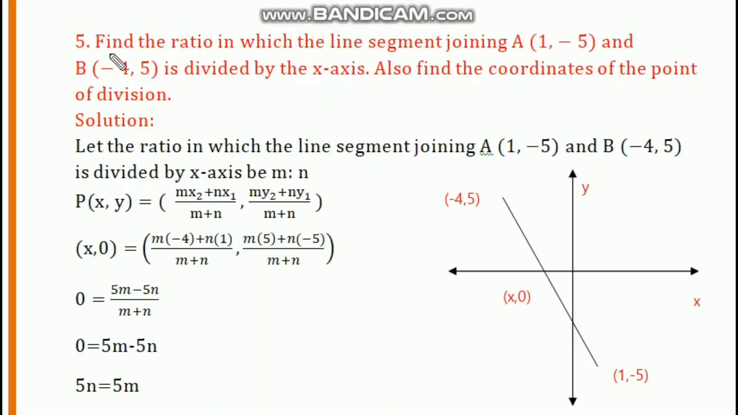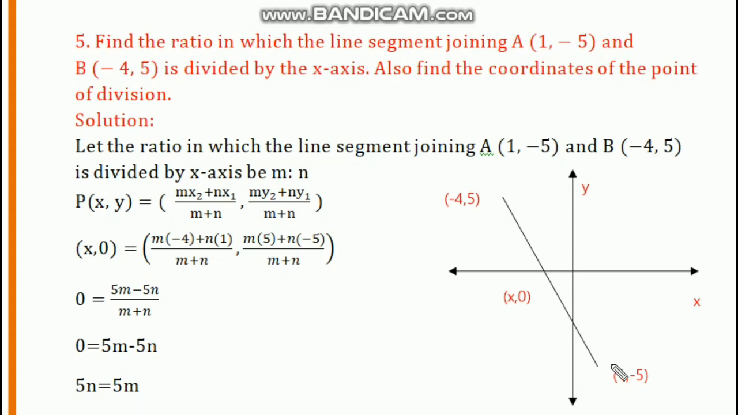Students, let's discuss exercise 7.2 fifth Roman. Find the ratio in which the line segment joining (1, -5) and (-4, 5) is divided by the x-axis. Also find the coordinates of the point of division. So here first we need to find the ratio of the given line segment. And one condition is given: the line segment is divided by the x-axis.